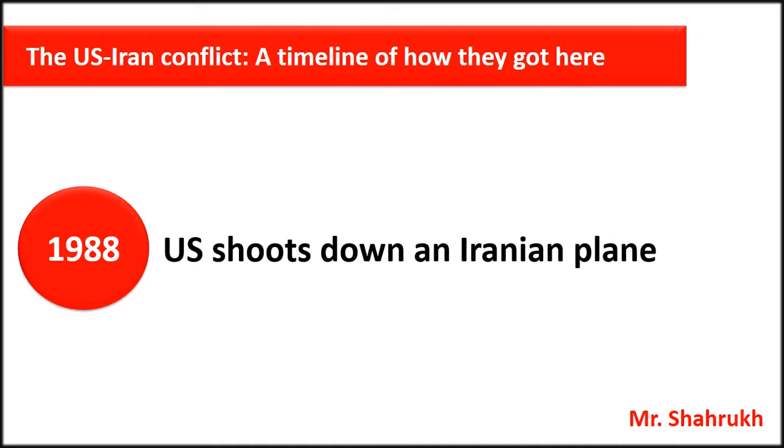In 1988, US shoots down an Iranian plane. While American and Iranian ships are exchanging fire in the Persian Gulf, the US mistakes a civilian airliner for a fighter jet and shoots down Iran Air Flight 655. All 290 passengers and crew members on board are killed. Though the US says the attack is an accident, Iranians see it as intentional.